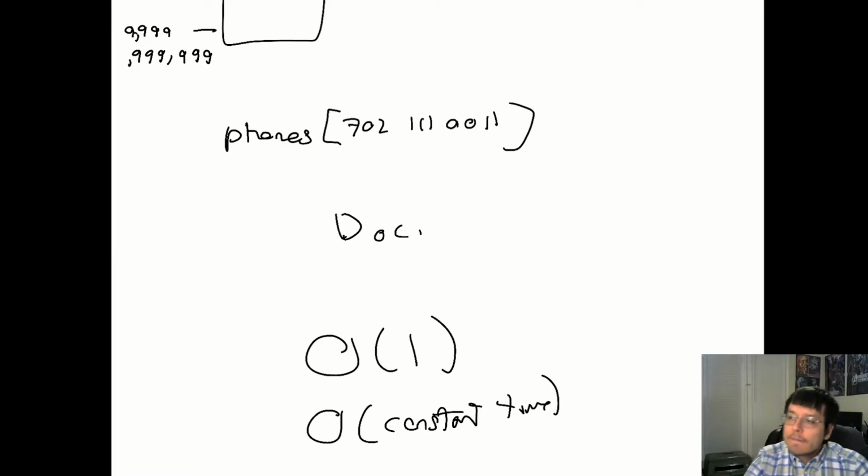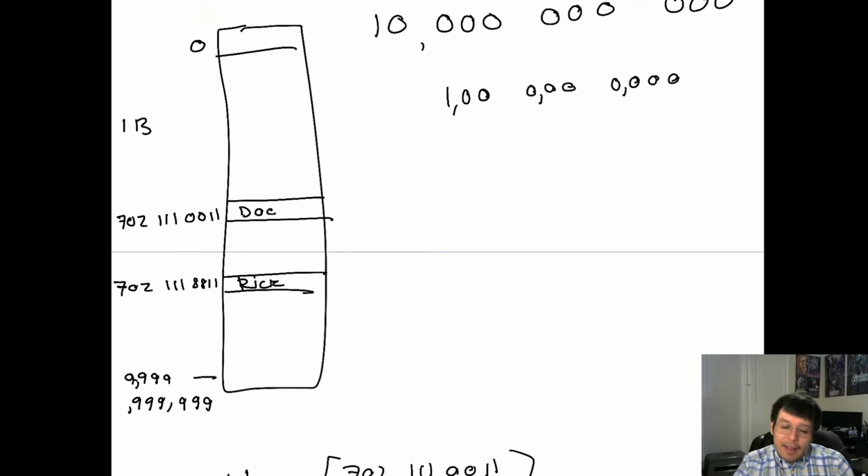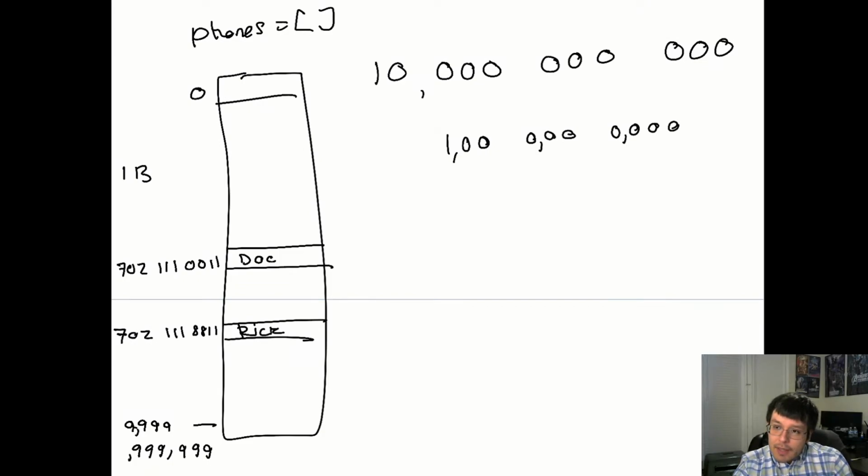Why does that work? Because we're using the indexing and how things are stored in memory as the actual number that we're looking up. So it's a little hack that we're doing. That's what's known as a hash table. So we've essentially hashed the values.